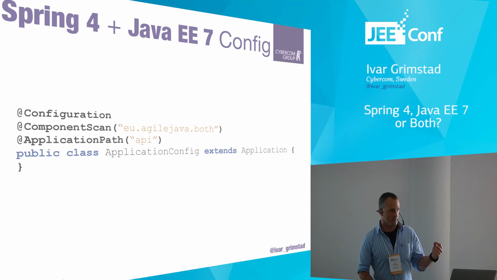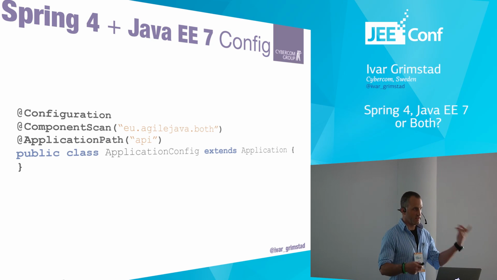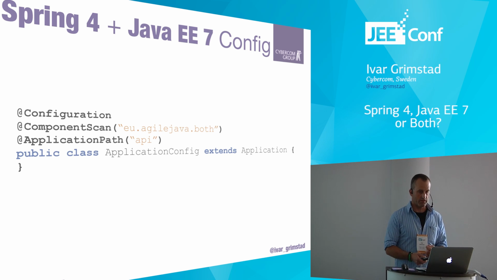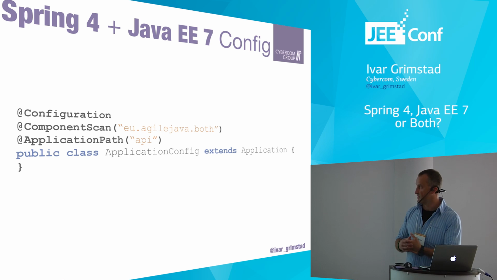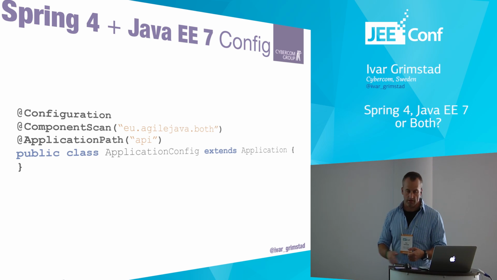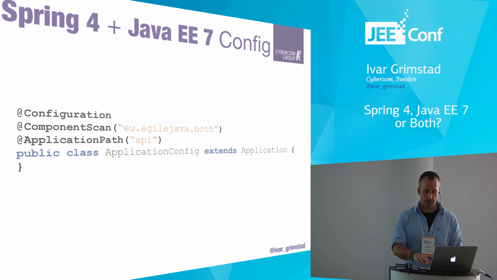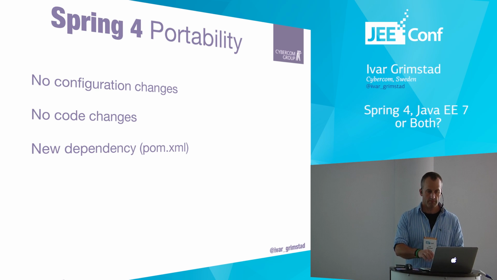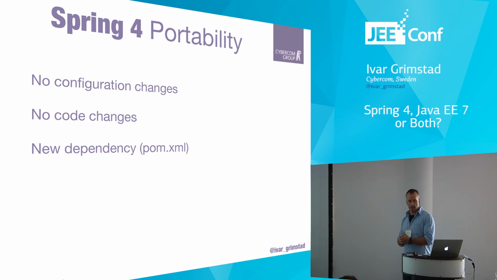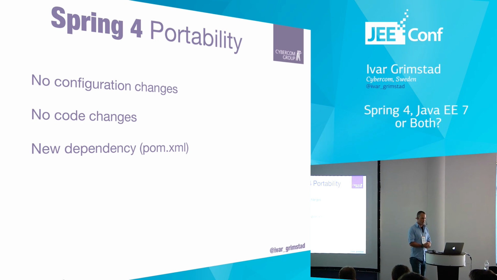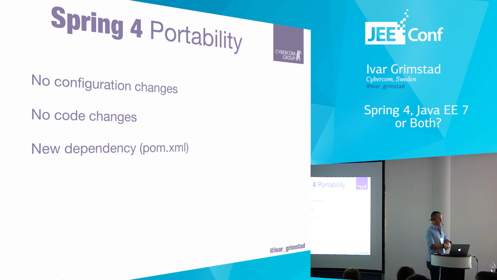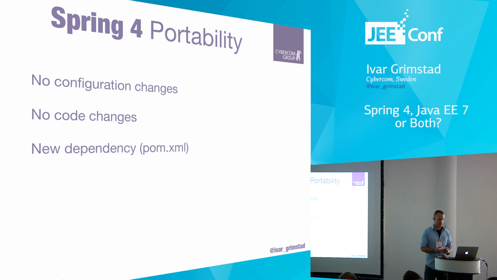And if you want to combine them, mix and match the annotations, you need to do some code changes to get it to work. And here I mix the annotations from Spring and the application configuration for JAX-RS. The portability: Spring 4 doesn't need any configuration changes at all. It doesn't need any code changes. You just need to add the extra dependencies to one file that your application requires.